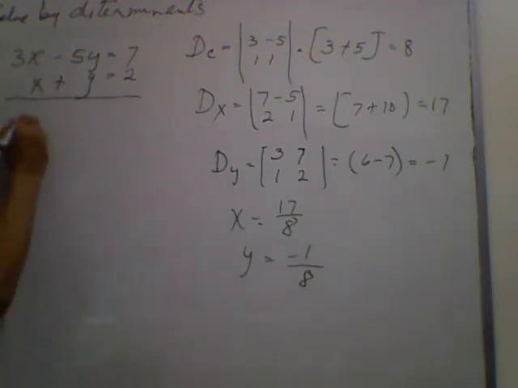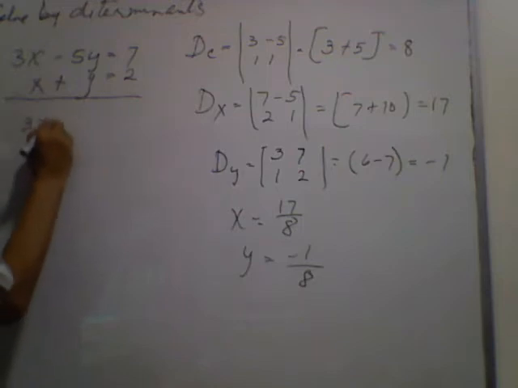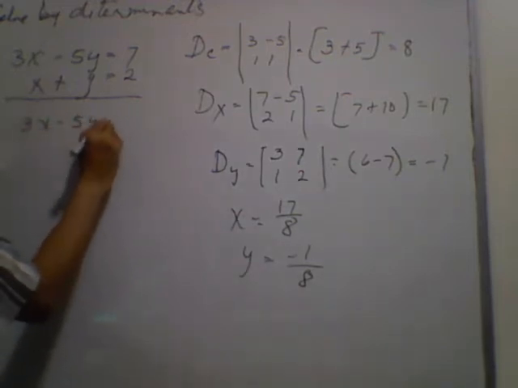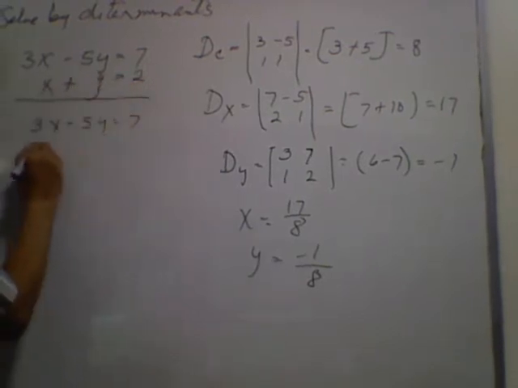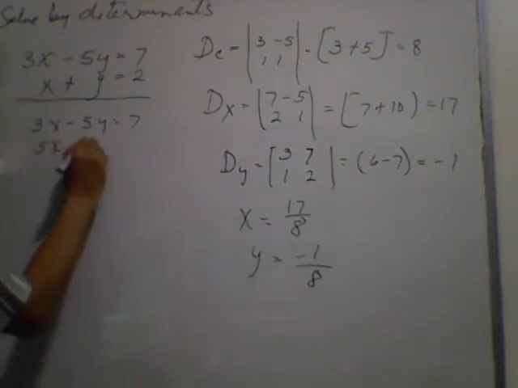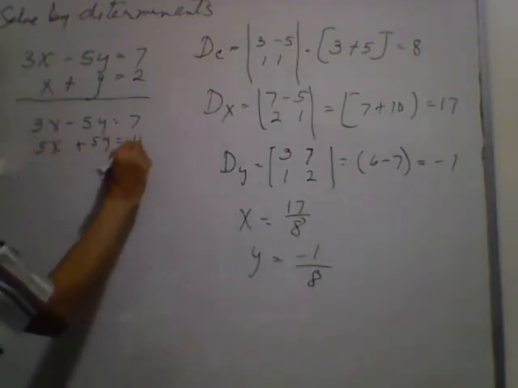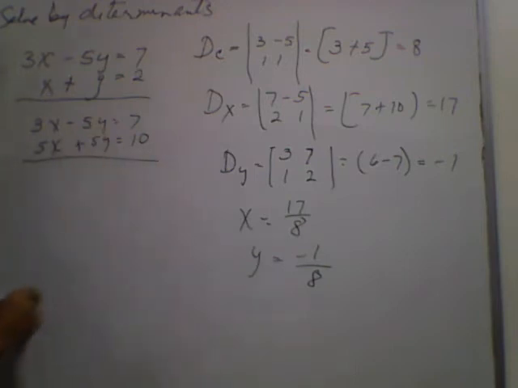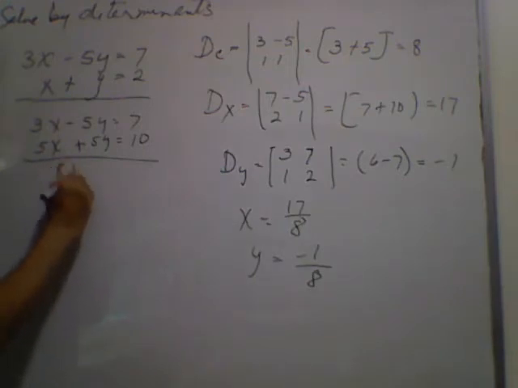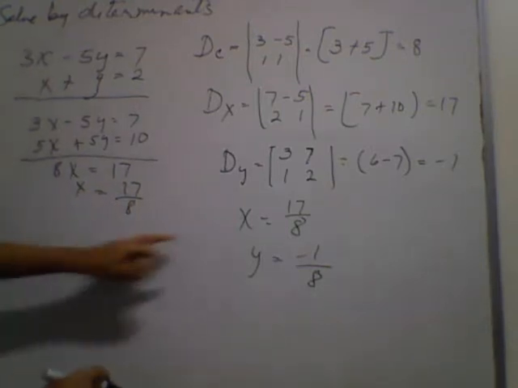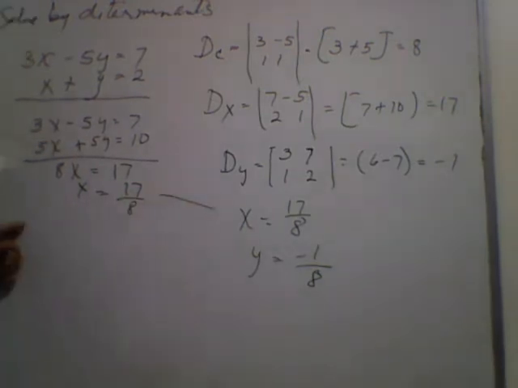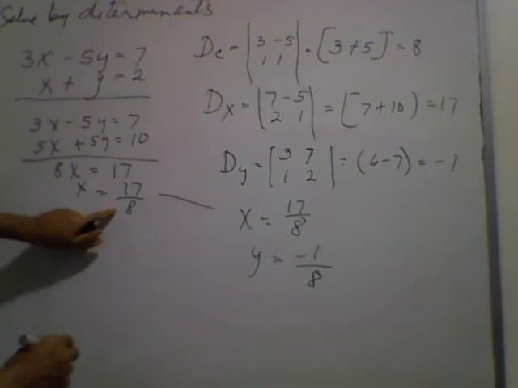Usually we get here 3x minus 5y is equal to 7, and then we multiply the second equation by 5. So this one is 5x plus 5y is equal to 10. And then we add so that we can get rid of the variable y, with here 8x is equal to 17. So x will be equal to 17 over 8. So we're getting the same answer.